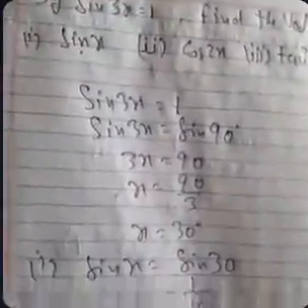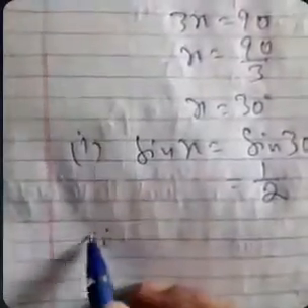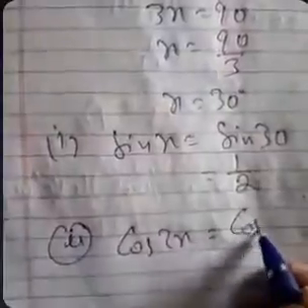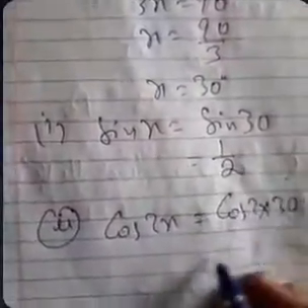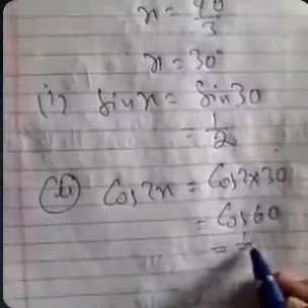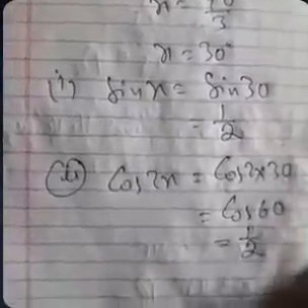And second part is cos 2x. Again putting the value of x. 2 into 30, cos 60 degree. Value of cos 60 degree is also 1 upon 2.